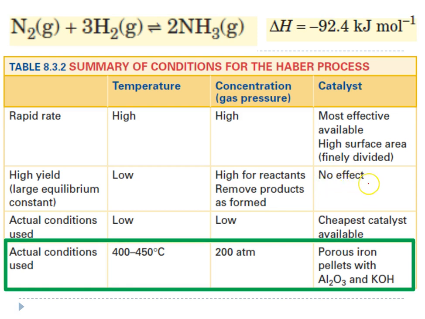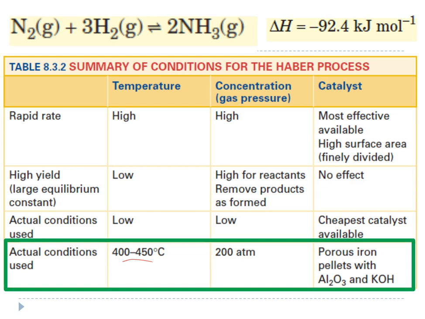So if we look at the actual conditions, we have a relatively low temperature, and while 400 to 450 degrees C may not seem like a low temperature to us, for industry it is actually quite a low temperature. We run at 200 atmospheres, which again is a manageable pressure. It's not actually very high. Okay, and we definitely do use a catalyst. So there's a trade-off here that we see between rate and equilibrium position or yield, which is often the case with industrial processes, where there has to be some kind of consideration or trade-off between the equilibrium.